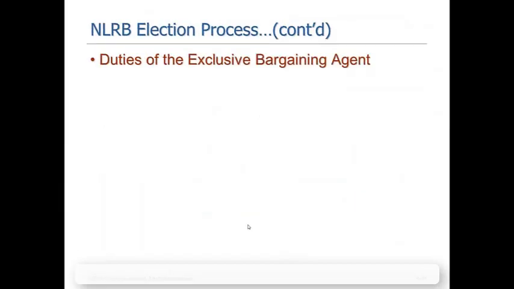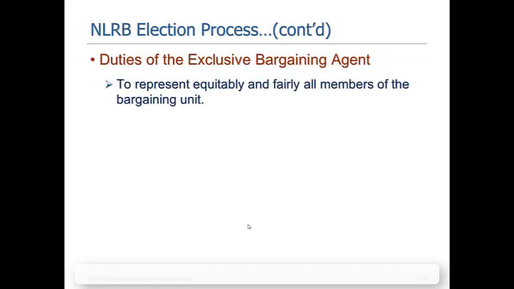Now, a union has certain duties as the exclusive bargaining agent of a bargaining unit. They have to represent employees in a manner that is equitable and fair to all members of the bargaining unit. So they can't be playing favorites. They also have to bargain in good faith with the employer. They have to come to the bargaining table and actually negotiate. And so they can't stonewall and seek strikes because they think it's going to help them down the line.